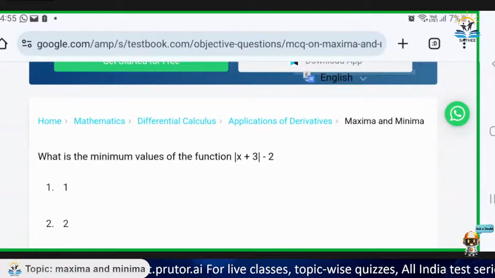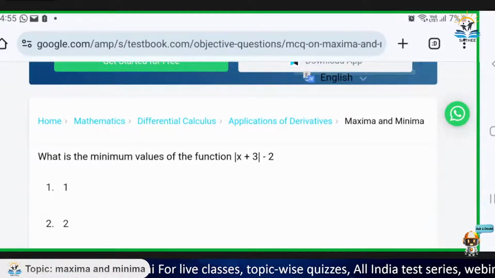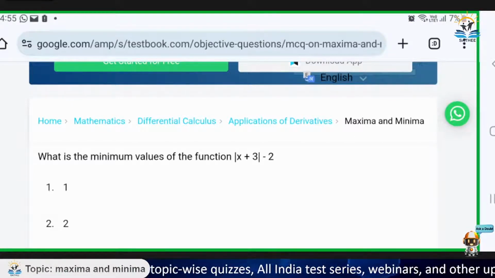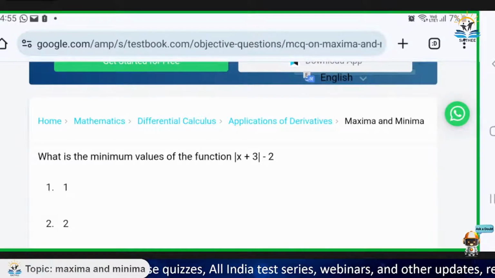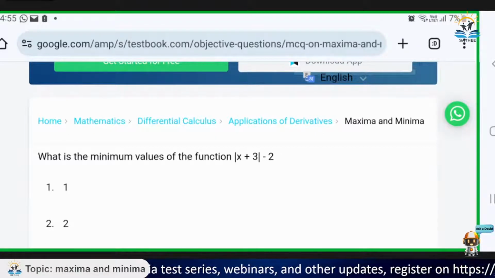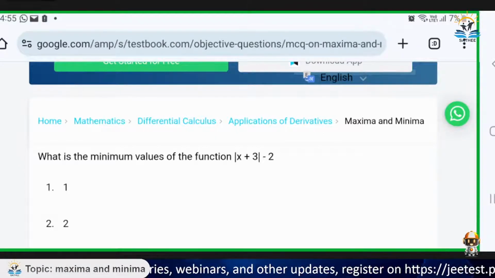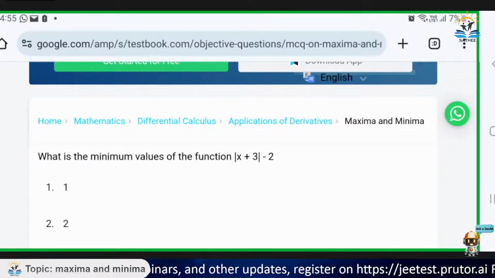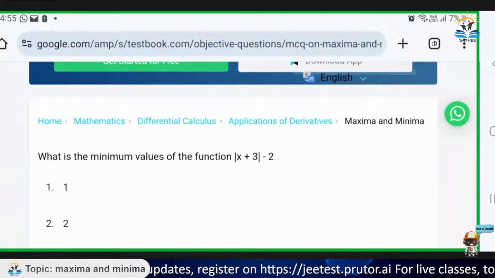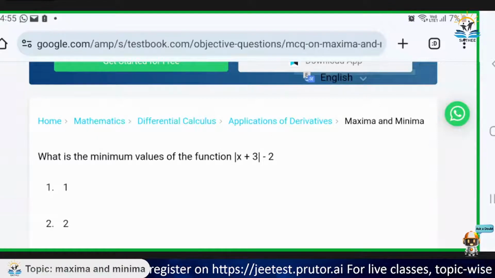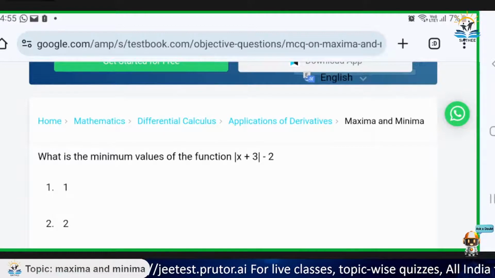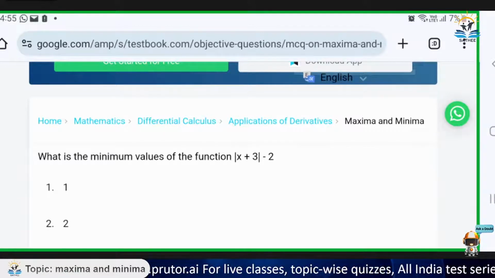Now comes the type of questions where we get functions like mod, signum, etc. So here I have given a function. What is the minimum value of the function mod of x plus 3 minus 2? What is recommended here is, for these types of questions, we should rely on graphs. We should know how to draw graphs for these questions. What else we can do is divide the interval of x to open this mod, and then we can proceed with our normal derivative test. But if we know how to make the graphs of this function, then that becomes easy.